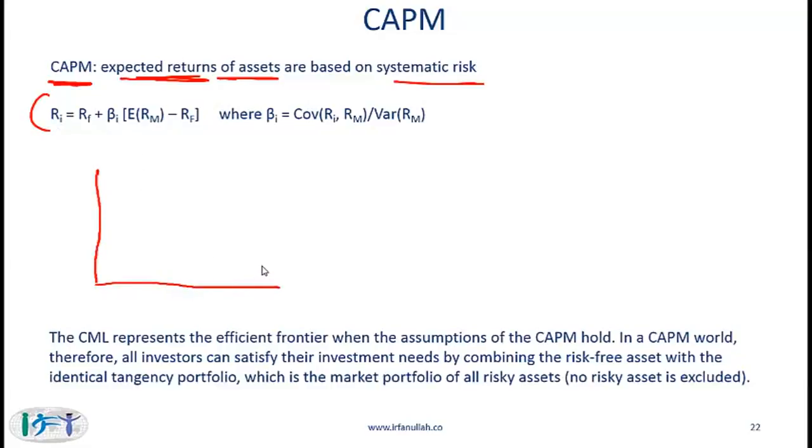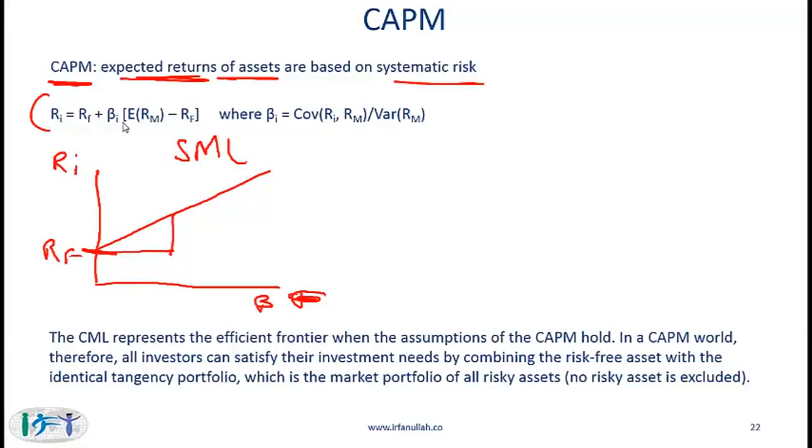The graphical version of CAPM is called the security market line. What we plot on the y-axis is the expected return, and what we plot on the x-axis is the beta, the return of a particular asset. And then the SML looks something like this, where the intercept is the risk-free rate and the slope is the market risk premium. It is the expected return on the market minus the risk-free rate.